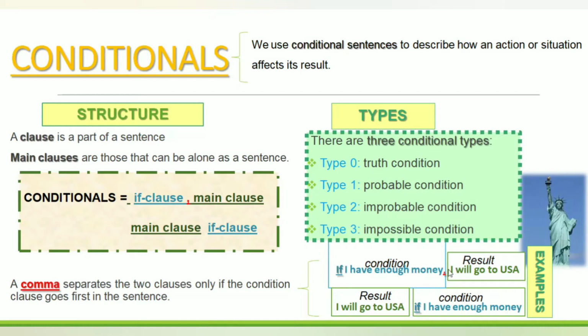If I have enough money, I will go to the USA. So here we have if I have enough money which is the condition يعني هذا هو الشرط إذا كان لدي المال الكافي as a result I will go to USA يعني كنتيجة سأذهب إلى أمريكا. Here we can start by the result يعني يمكن أن نبدأ الجملة بالنتيجة. Then we will say I will go to USA if I have enough money يعني سأذهب إلى أمريكا إذا كان معي المبلغ الكافي من المال.